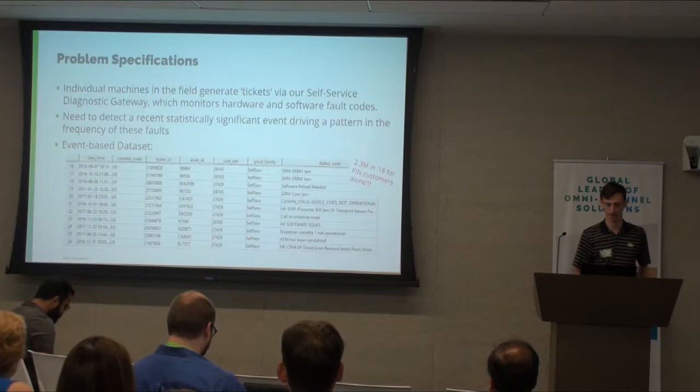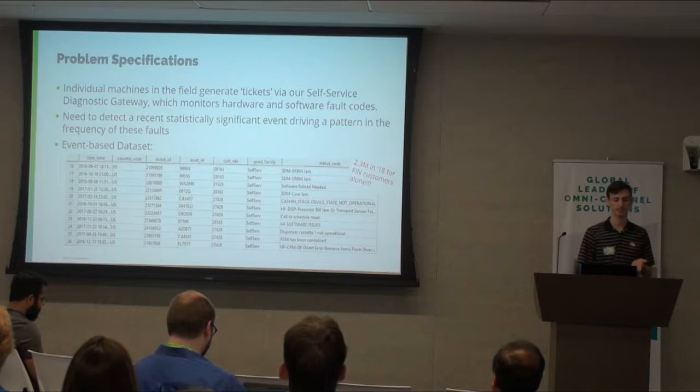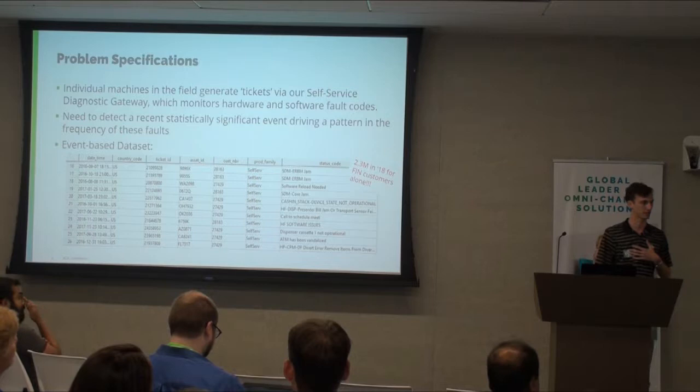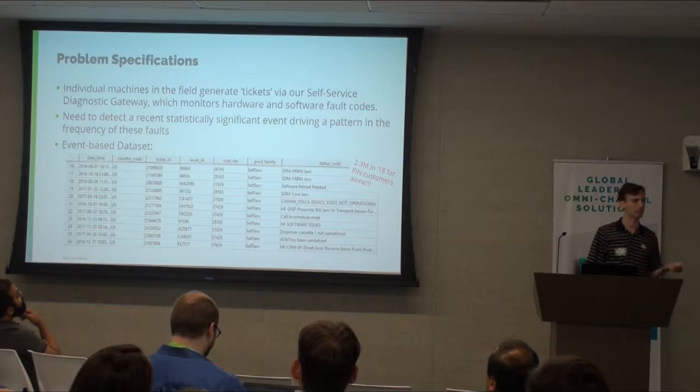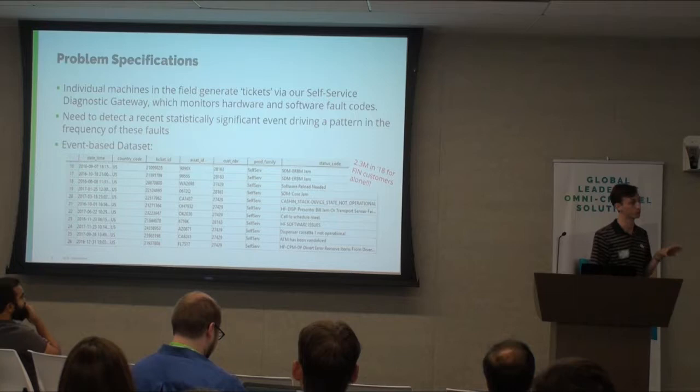We needed to quickly detect when these problems were happening. Individual machines are passing these status codes through our SSDG system, and we're trying to find these statistically significant events. For example, let's say we push out an update to Windows. All of the ATMs are Windows machines. Let's say we upgrade from Windows 7 to Windows 10, which is actually something we're doing right now, and that causes a particular kind of machine to go haywire. This is a very common occurrence, and software updates are not the only reason. There are hundreds of thousands of different root causes of the problems that cascade across our fleet.